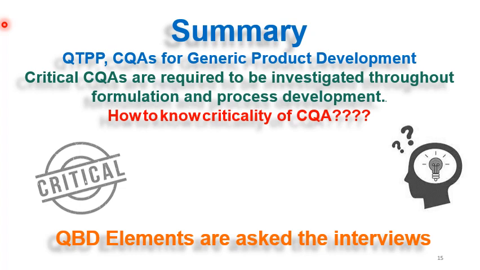See, some of the CQAs like assay, impurity, residual solvent content, dissolution, these are critical to all the products. Why? Because these CQAs are directly linked with the safety and efficacy. While some CQAs like appearance, odor, or scoring, these are not directly related. If the reference product does not have a break line, then scoring or break line will never be a critical CQA for your product. So this is regarding the QTPP and CQAs.